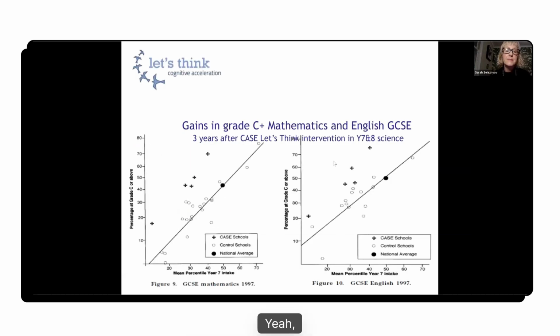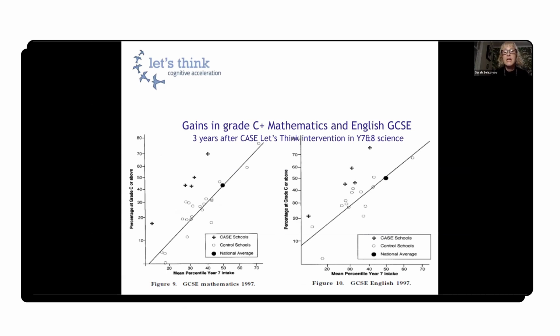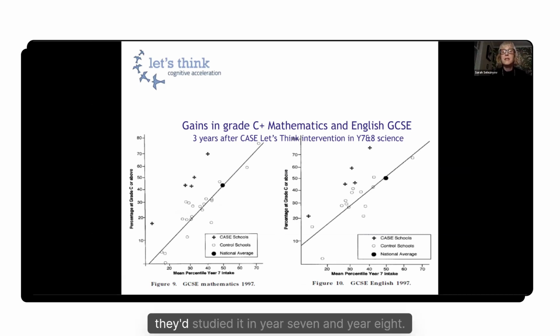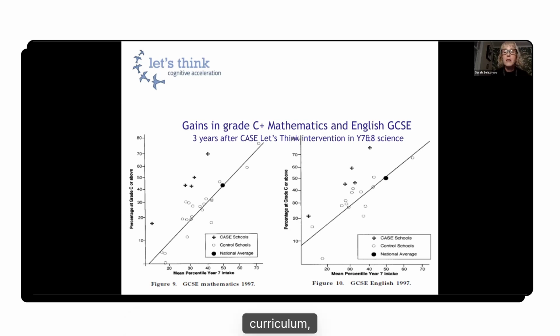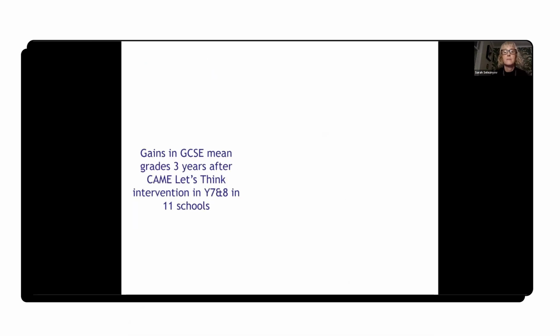Sorry, let's go on to the next one. Yeah, and then you'll see also it didn't just make a difference in their science, in the subject where they were taught Let's Think, it also made a difference in their maths and their English GCSEs, the exams they studied age 16. And that was 3 years after they'd studied it in year 7 and year 8, so as 11 and 12 and 13-year-olds. So what we're seeing is that if you do these lessons once a fortnight over a period of 2 years, it makes a difference across the board in terms of curriculum understanding and development. And that lasts for a long time after the intervention. And that's certainly the case I found for my own pupils in my own school and in my own classes.